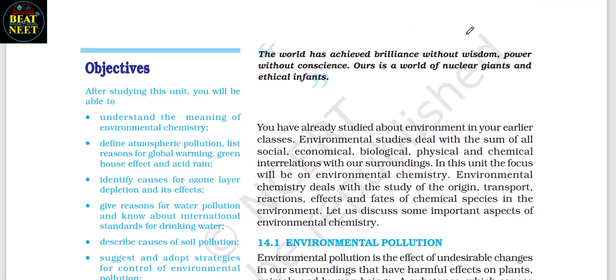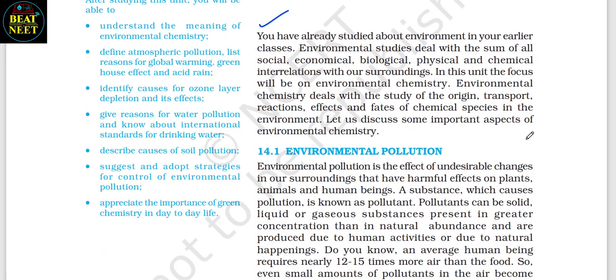The world has achieved brilliance without wisdom, power without conscience. Ours is a world of nuclear giants and ethical infants. You have already studied about environment in your earlier classes. Environmental studies deal with the sum of all social, economical, biological, physical, and chemical interrelations with our surroundings.